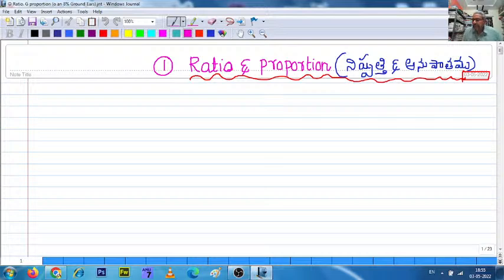So welcome to the arithmetic classes. Today we discuss ratio and proportion. First, let us have a discussion on ratio. So what is meant by the ratio? Let's have a discussion on the first point, which is ratio.